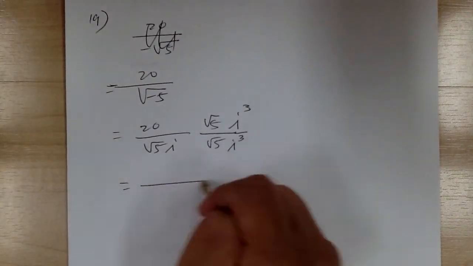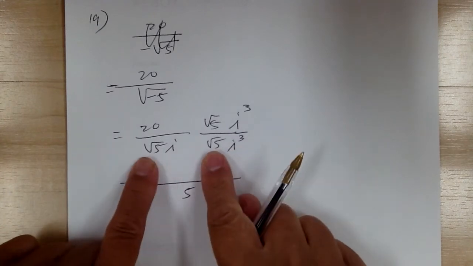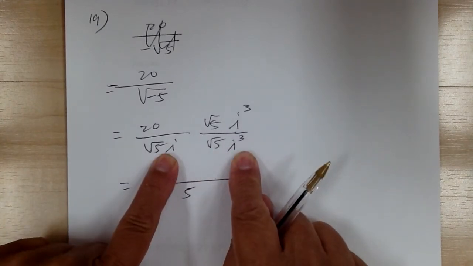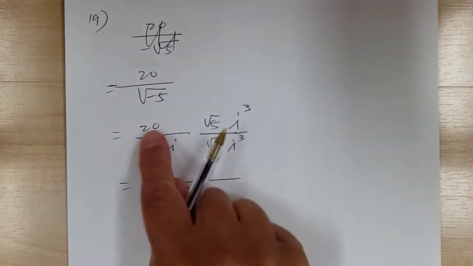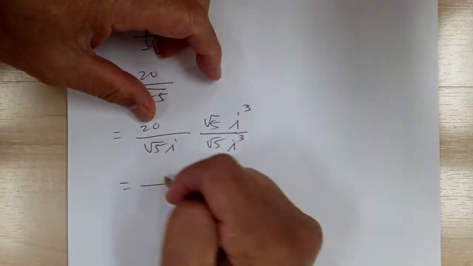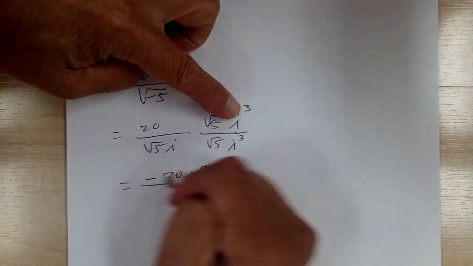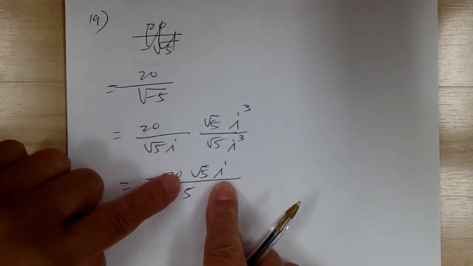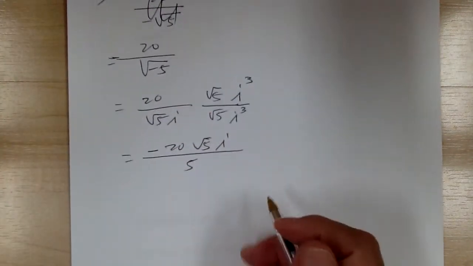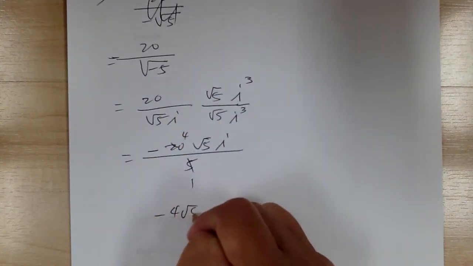That way when I multiply, the bottom will give me a 5 from the square roots, and i times i cubed is i to the 4, which is equal to 1. On the top, this will be 20 square root of 5, and i cubed gives me negative i, so I'm going to put negative i over here. So they can cancel out the 5, and the answer would be negative 4 square root of 5 i.